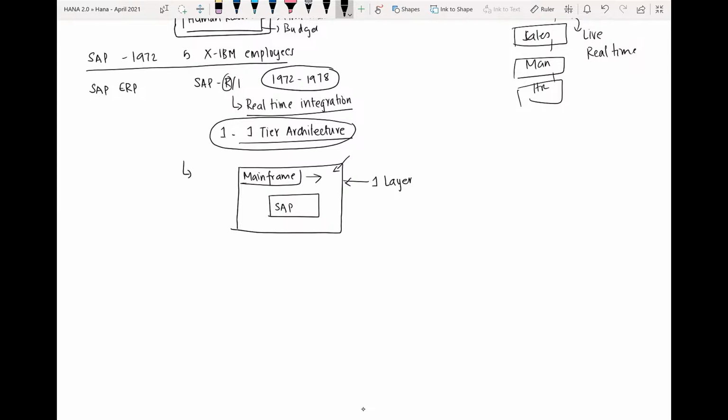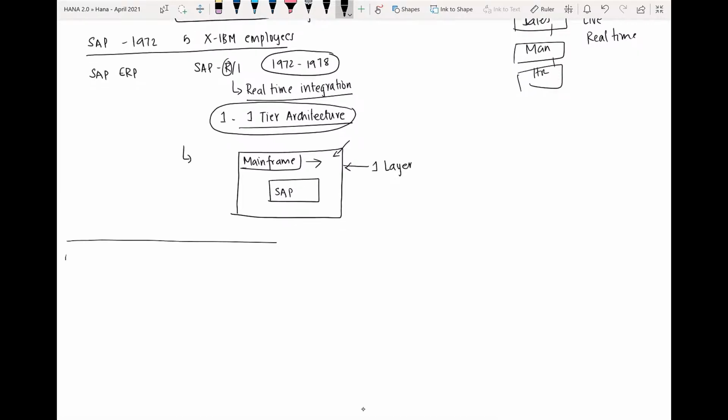But slowly people started realizing that mainframe was becoming more and more obsolete, and they wanted to get rid of that technology and move to more updated, latest and greatest versions of the SAP system. So what happened? SAP also started evolving. Around 1978 till about 1990 or so, they moved into the next generation ERP system, which is called R2. Again, R stands for real time. Now the 2 here means that it's a 2-tier or 2-layer architecture.